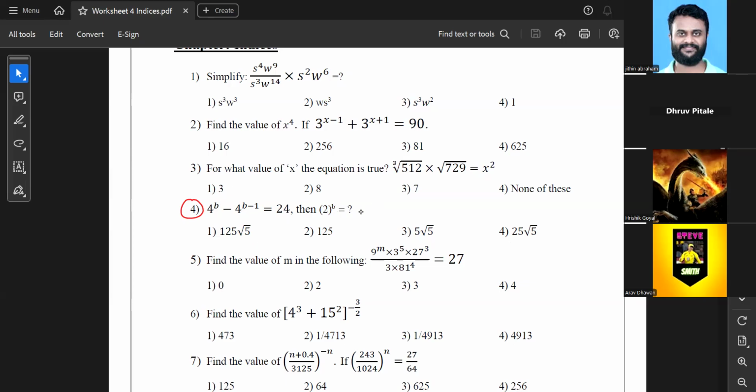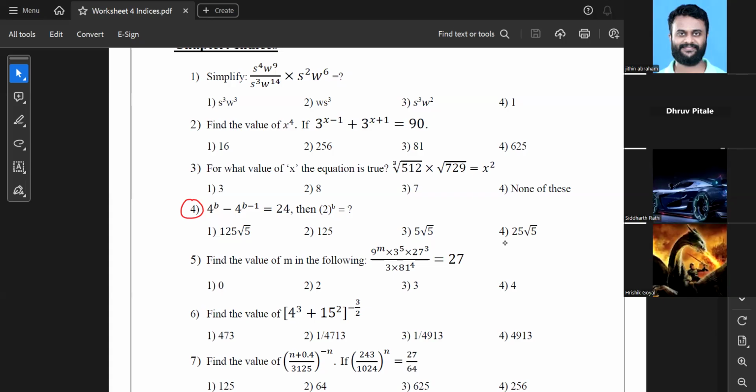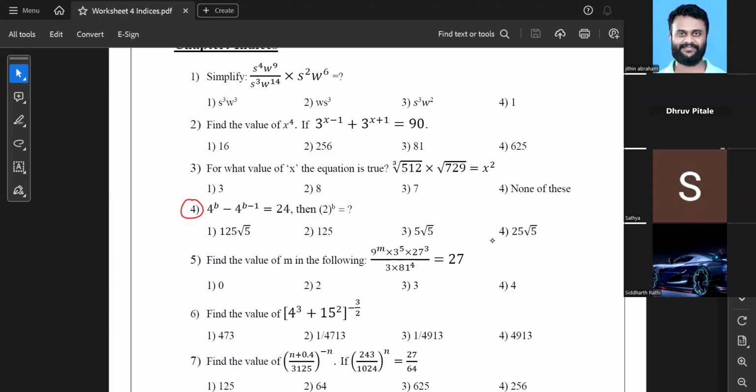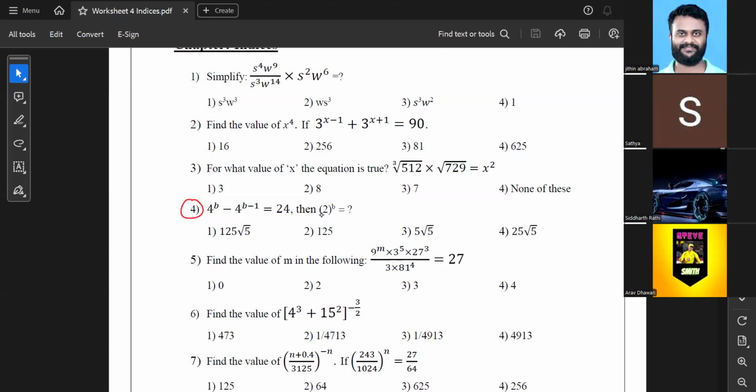So 2 raised to something. So 2 raised to what? B. By the way, how will 125 come as 2 raised to something there? 125, root 5, 5 root 5. Sir, in neither of the options does it come as 2 raised to something. Is it 5 raised to something? I think so, sir. Printing mistake. Yes, sir. Maybe 5 raised to something.